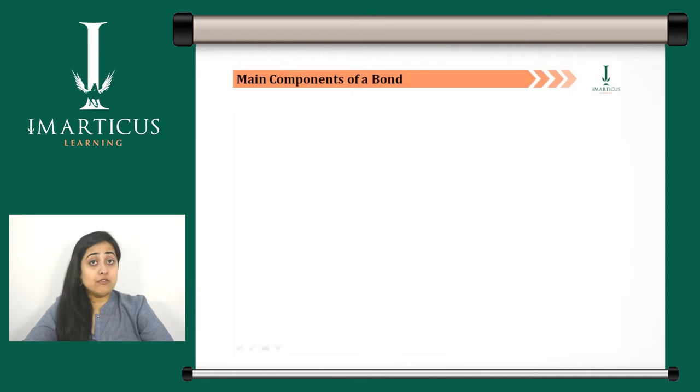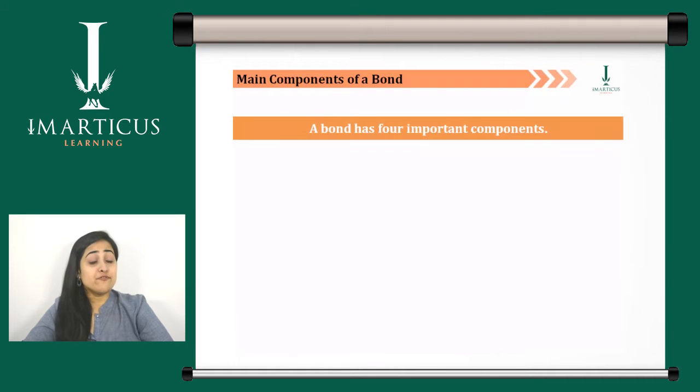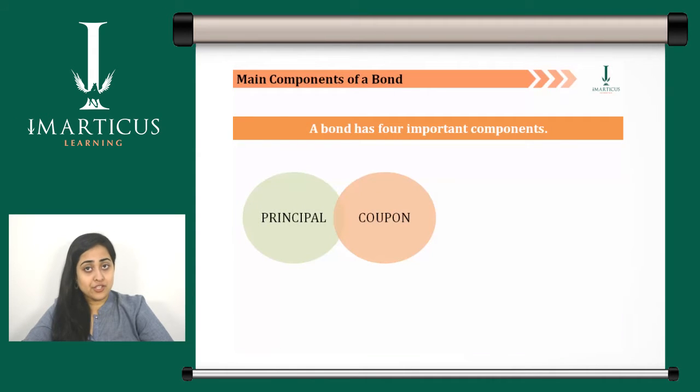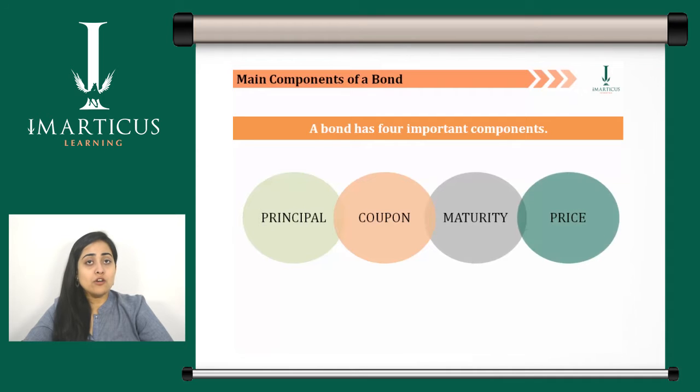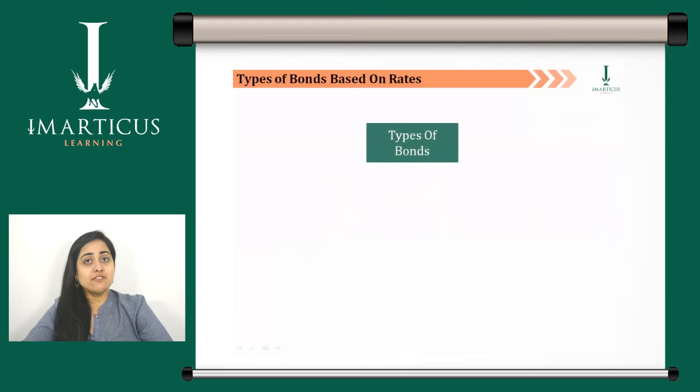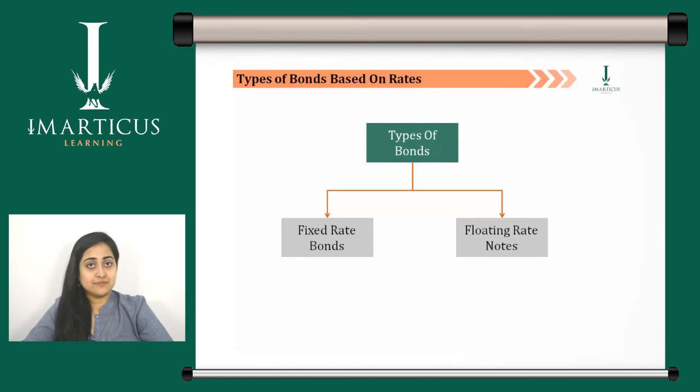In this session we will be closely assessing the impact of rates on bonds performance. Bonds have four important components which are principal, coupon, maturity and price. All of these impact the performance of a bond. Bonds are divided into two types based on their rates. The two types of bonds are fixed rate bonds and floating rate notes.